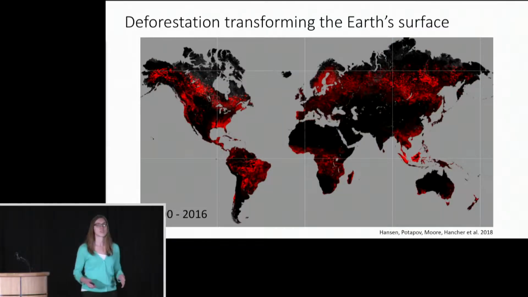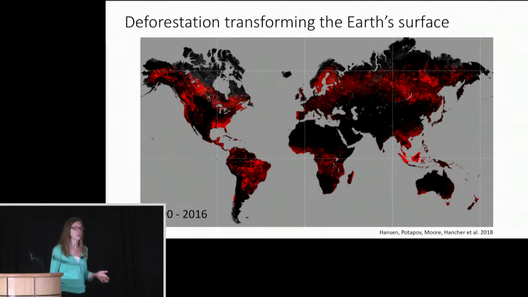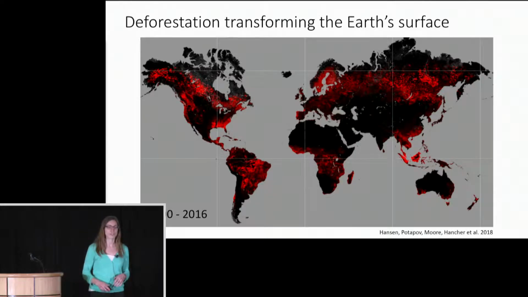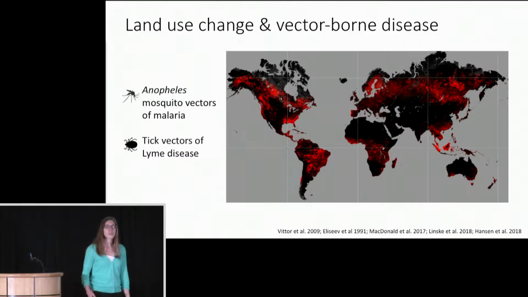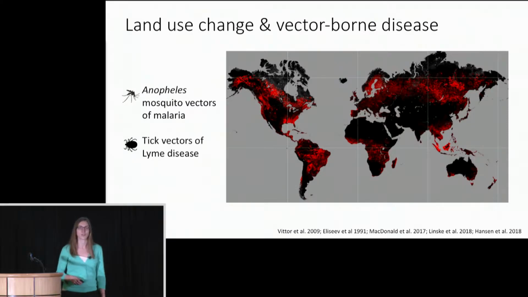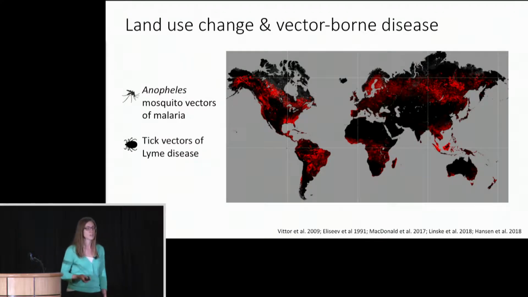So the Earth's surface is currently undergoing a massive transformation due to human-driven land use change. This map shows deforestation from 2000 to 2016. And although it captures a variety of types of land use change, it really drastically and powerfully demonstrates the scale at which we're altering the Earth's surface. And recent studies have started to connect this global land use change to changes in vector-borne disease. And a major priority has been to look at changes in the distribution and abundance of insect vectors because of the important role that they play in transmission.